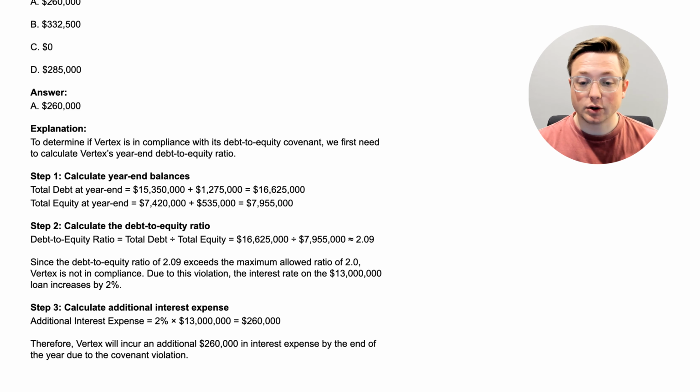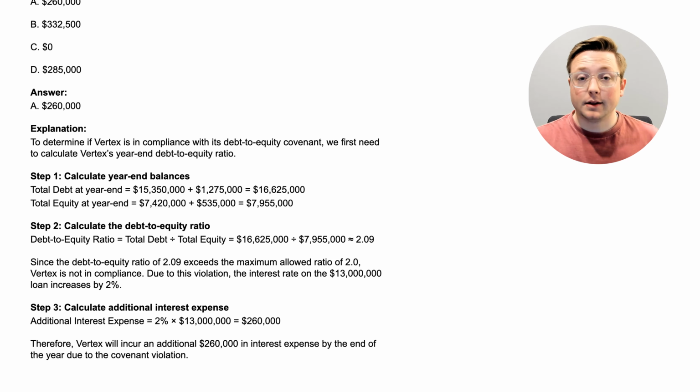Due to this violation, the interest rate on the $13 million loan increases by 2%. So if you had gotten confused by this, remember that the $13 million loan is the one that has the debt to equity ratio requirement, but you're not going to be calculating that 2% extra on all of your debt because not all of your debt is under that requirement. You're just using all the debt to calculate the debt to equity ratio so that you can then know if you need to apply the 2% extra to the $13 million loan. So 2% of 13 million is $260,000. So as of year end, they are incurring an additional $260,000 interest expense.